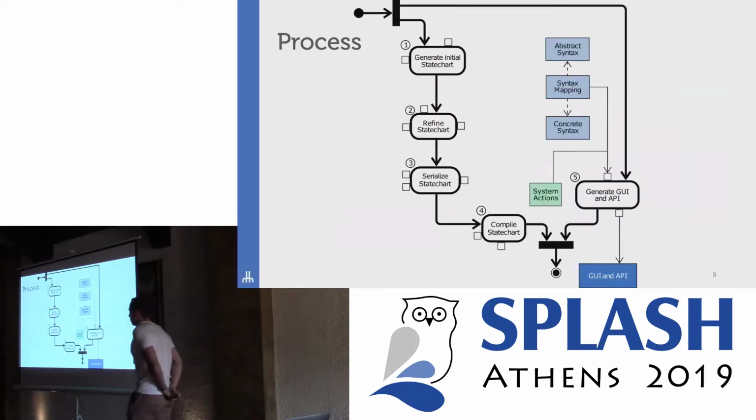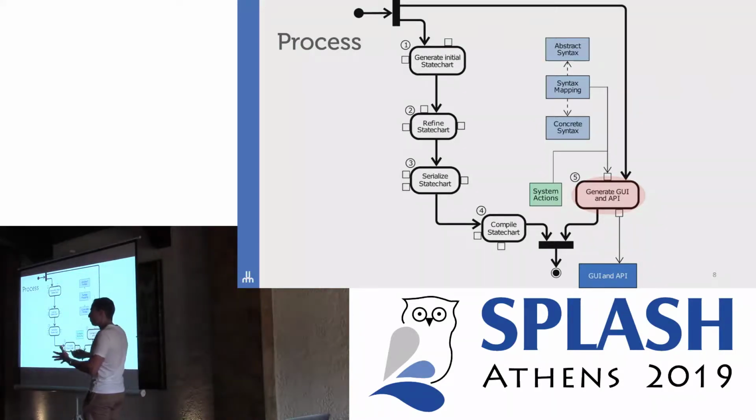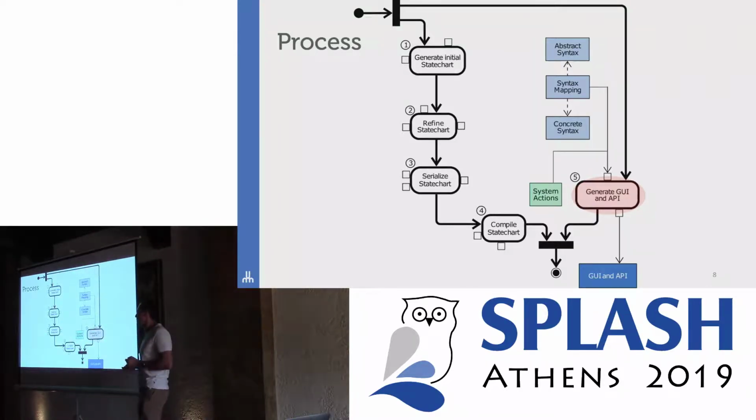Here's the general process that we follow. This is your usual stuff: abstract and concrete syntax that we will use to generate the graphical user interface and API of the system. We also want some system actions. Here we call them system actions. It's just an abstract way of saying the API specific to, for example, deploying on the web, or what kind of actions you are allowed to do, your API and things like that. That's what's in this green box.